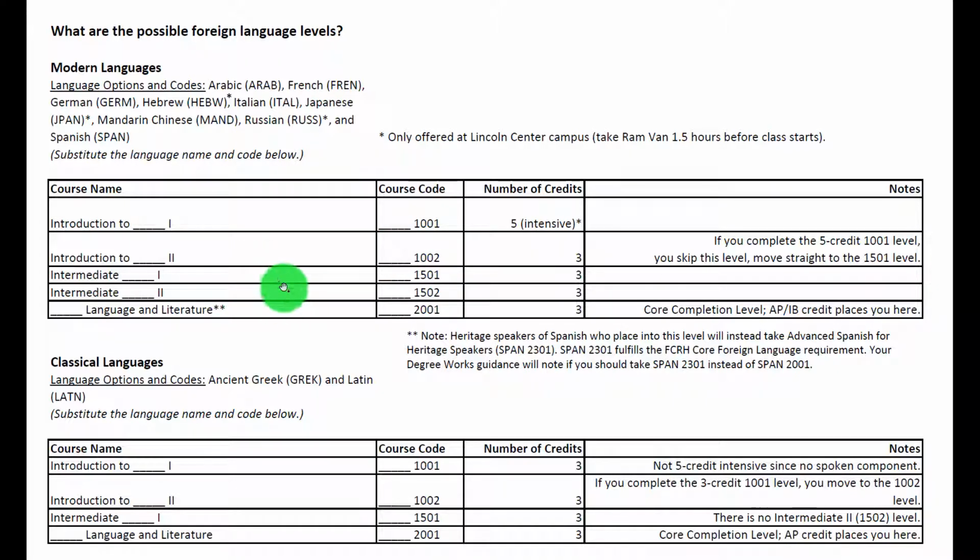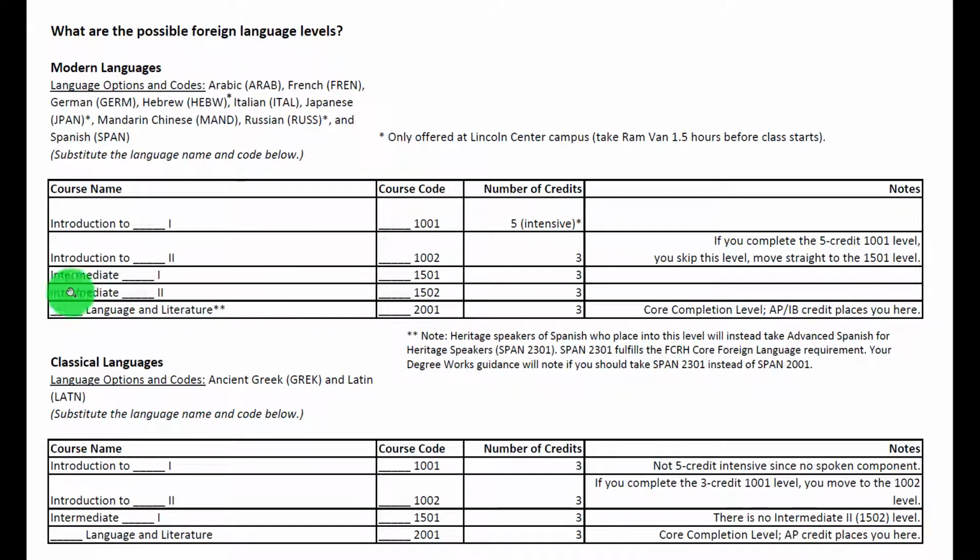Intermediate 1 and Intermediate 2 are common placement points for a lot of students, so it would be Intermediate French 1, Intermediate French 2. These are more advanced grammar and learning how to read, starting to learn how to read literature type classes. These are both 3 credits. The Intro 2 is also 3 credits.